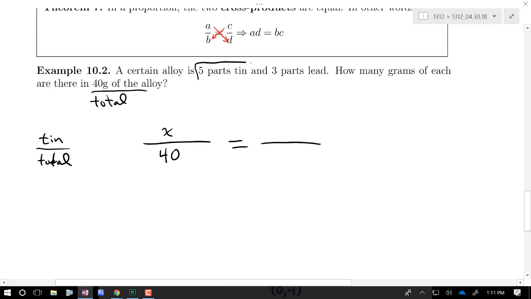Now I've got to use this information to make our other ratio. What should that look like? What goes on top? 5, because that's the tin. And how about what goes on the bottom? 3. No, because that's the amount of lead. 40. Nope. Is it tin plus lead? Uh-huh. So what goes on the bottom? 8. If I have an alloy that's 5 parts tin and 3 parts lead, basically that means there's 8 parts total.